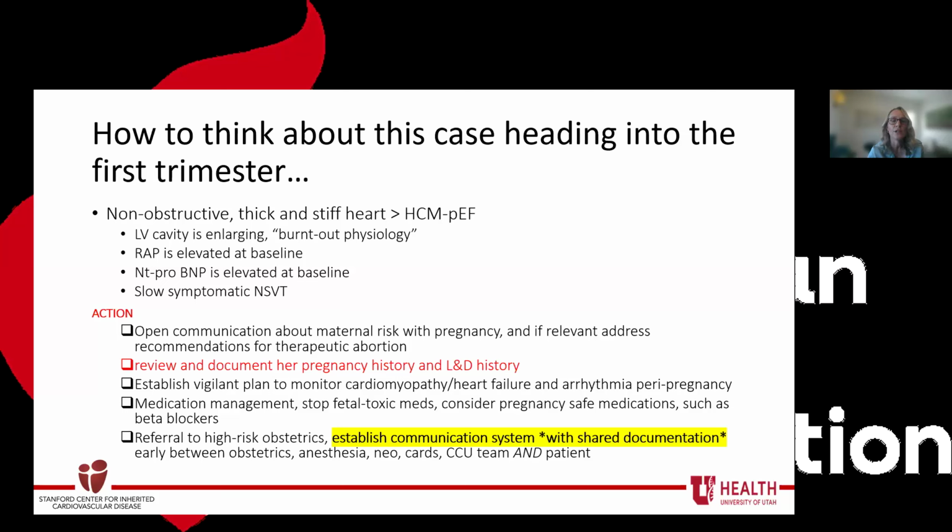Really review and document her pregnancy history. What happened the first go-rounds? What do we need to learn? And what do we need to watch for moving forward specific to how she experienced pregnancy? And then establish a vigilant plan to monitor her cardiomyopathy and heart failure and arrhythmia peri-pregnancy.